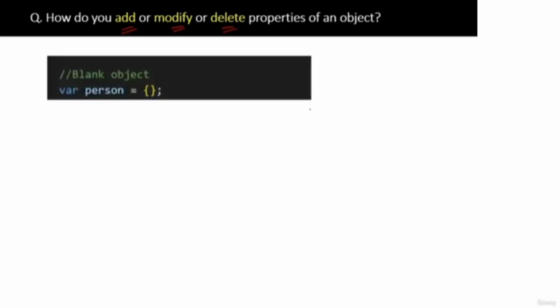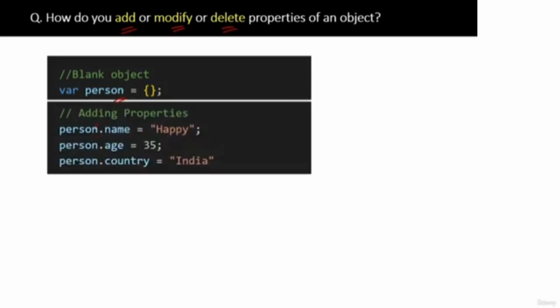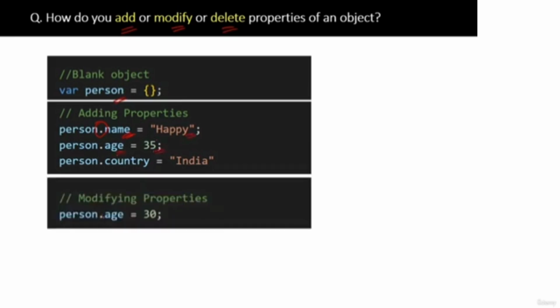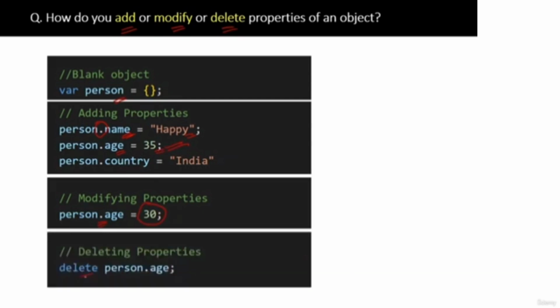How to add, modify or delete properties of an object. For example, like this, we have a blank object. Now in order to add properties to this object, we can use the dot notation like person.name equal to happy. Also to modify the properties, we can use the same dot notation. So it will basically override the previous property value. And finally, if you want to delete some property, you can use the delete keyword like delete person.propertyName to delete the property from the object. So that is the simple answer of this question.